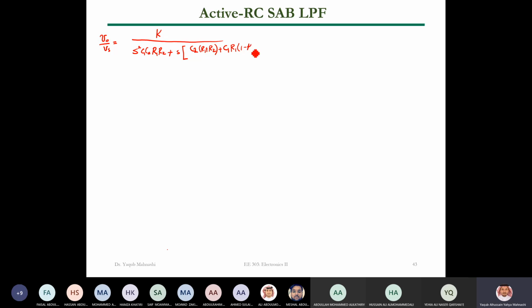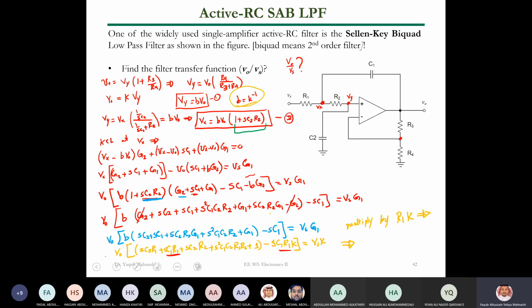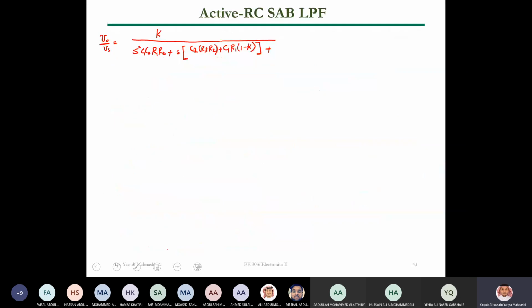Is that clear? What happened? We added and took a common factor for C1 and R1. 1 from here and K from here. That's 1 minus K. C2R2 and C2R1 are also available. And then plus 1. Of course, this is not in standard form.